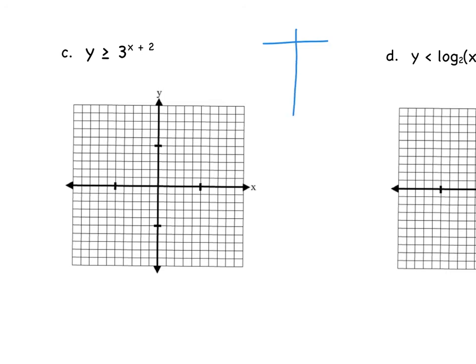So for this one, we're going to make ourselves an XY chart. Plug in x values of -2, -1, 0, 1, and 2. If I plug in -2, I get 3 to the 0, which is 1. If I plug in -1, I get 3 to the first, which is 3. If I plug in 0, I get 3 squared, which is 9. 3 to the third, which is 27, and that one is going to be too big for me.